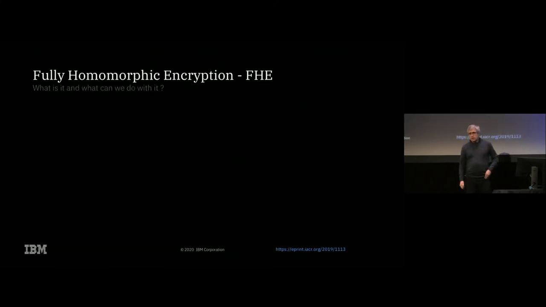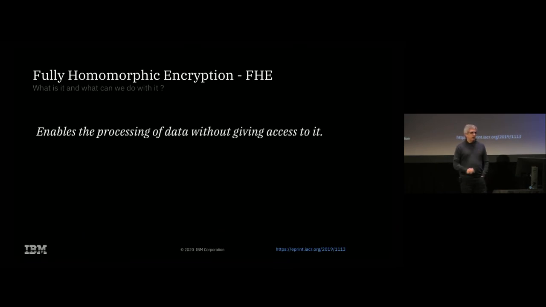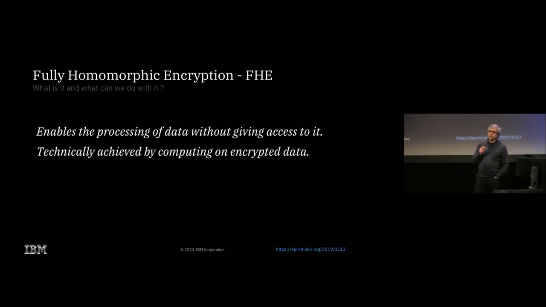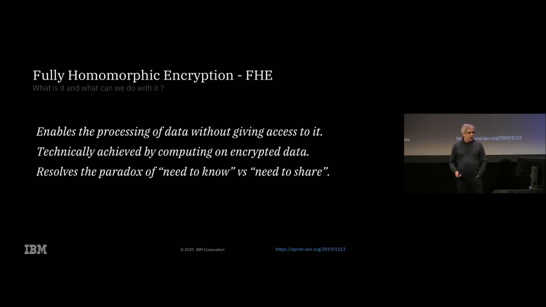So just to put things in context, homomorphic encryption allows us to process data without giving access to it. Technically, this is achieved by computing on encrypted data without ever decrypting the data, which basically means that it's not unencrypted in the registers or anywhere in the machine. It addresses that problem that I mentioned before, which is how I can share data when data can only be shared on a need-to-know basis, and there are regulations and so on. So how can we address that aspect?